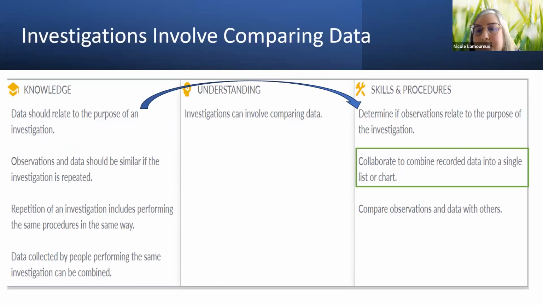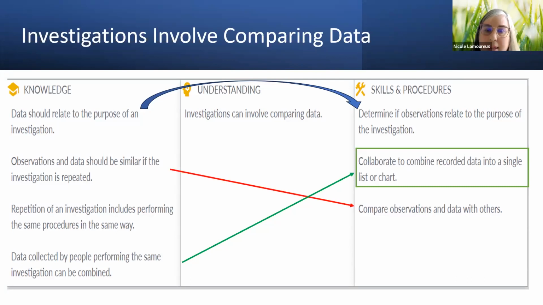Then they collaborate to combine recorded data on a single list or chart. So data collected by people performing the same investigation. So that's something that happens collectively. And then compare observations and data with others. So in order to, when they're comparing, they need to know that it needs to be similar if the investigation is repeated. And that repetition of an investigation includes performing the same procedures in the same way. Okay.